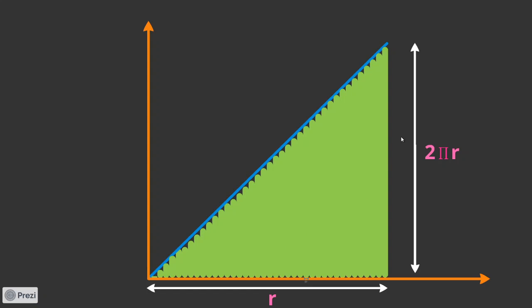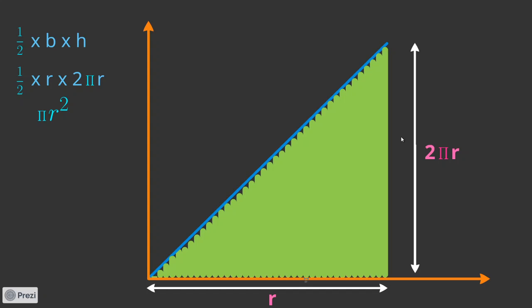Now let us calculate the area of our triangle. Half into b into h, exactly. b is r, h is 2 pi r. So half into r into 2 pi r. Then half and 2 I can cancel. So what will I get? Pi r square. Voila. So do you get it?